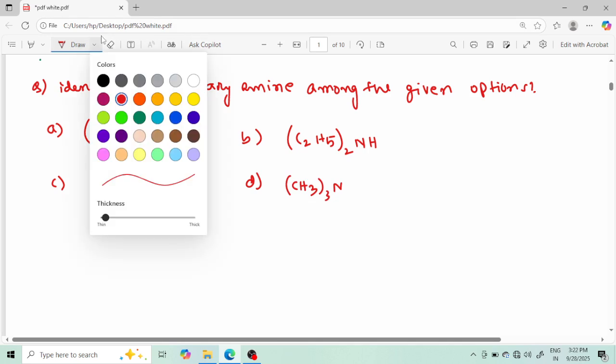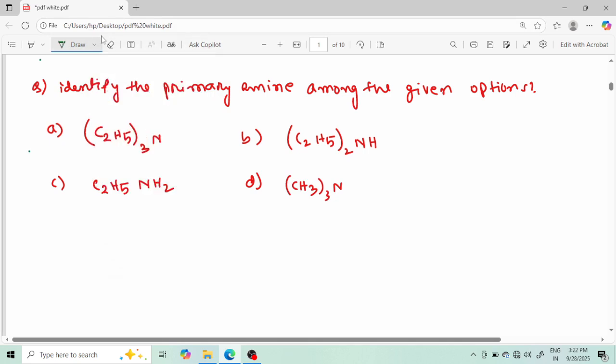Now if I look carefully here, you just have to look at nitrogen. This one has 0 hydrogen, so it's 3 degree definitely. This one has 1 hydrogen, so I can say it's 2 degree, right? This one again does not have any hydrogen, so it's 3 degree. And this one has how many hydrogens? This one has 2 hydrogens, so this is my 1 degree. So my answer will be this one. Alright, I hope it's clear.